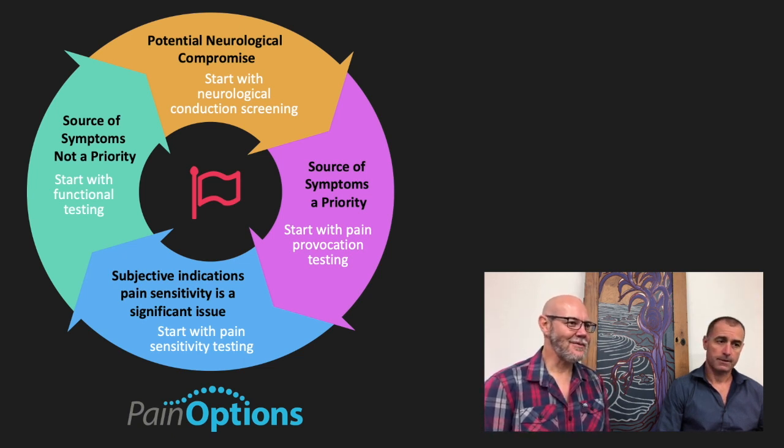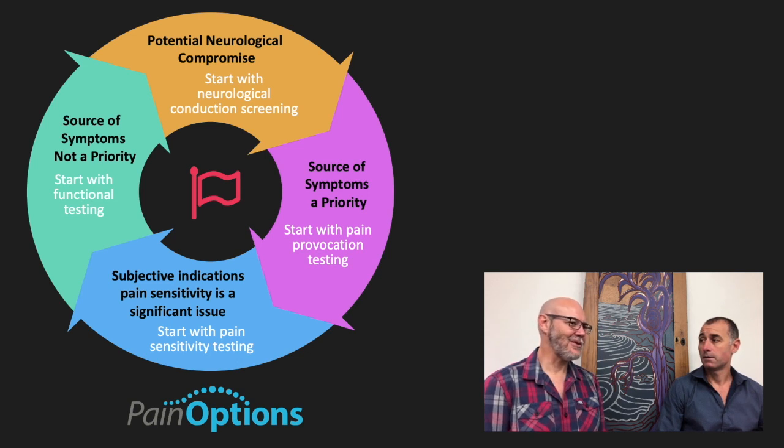First, if the person comes in and from the subjective assessment there's the potential for neurological compromise, and by that I mean a disturbance in conduction of the nerve system, then probably you should start with neurological screening for conduction. If a person comes in and the source of symptoms is a priority, then probably you would start with pain provocation testing to see where that patient's pain is originating from as best you can.